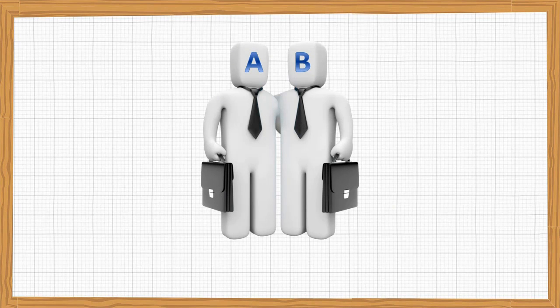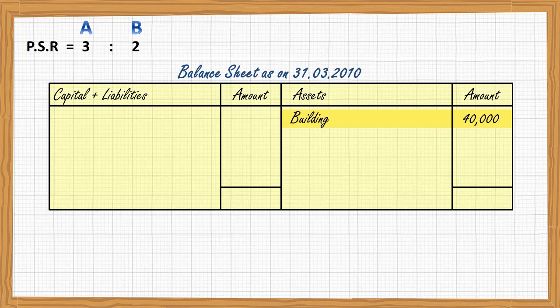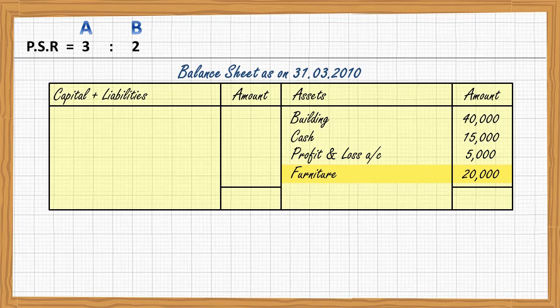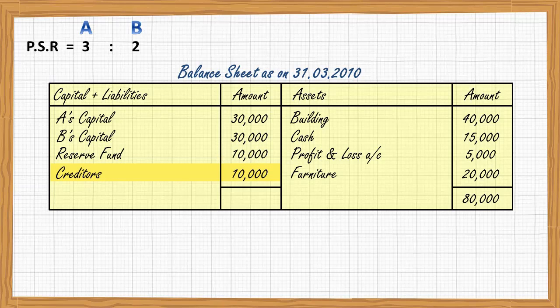A and B are two partners sharing profits and losses in the ratio of 3:2. Following is the balance sheet as on 31st March 2010. Building 40,000, cash 15,000, profit and loss account 5,000, furniture 20,000, total 80,000. A's capital 30,000, B's capital 30,000, reserve fund 10,000, creditors 10,000, total 80,000.